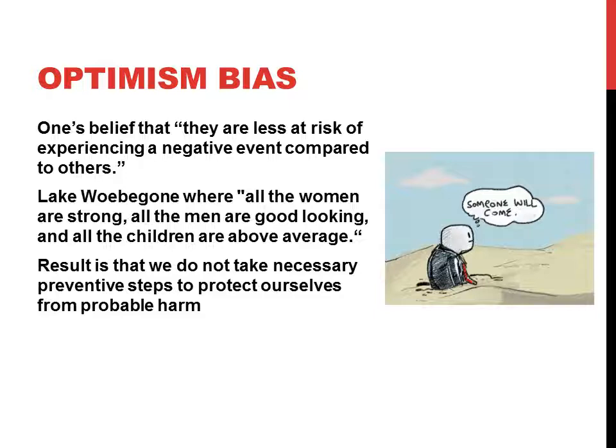The optimism bias is especially important in environmental decisions, especially those decisions around climate change. When the climate has been stable for a long period of time, we tend to be optimistic that the future will be the same as the past. Past will continue. So we are optimistic. We're less at risk of experiencing a negative event compared to our experience in the past. And so we don't take necessary preventive steps to protect ourselves from probable harm.